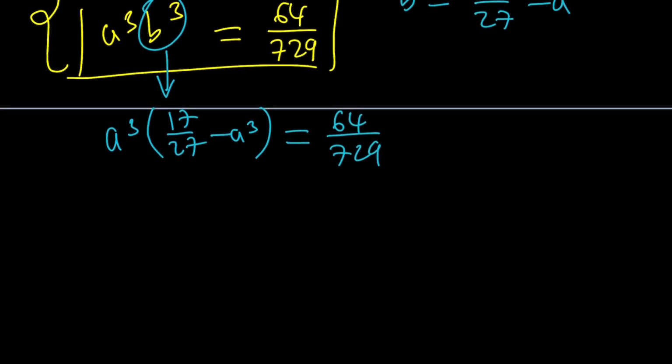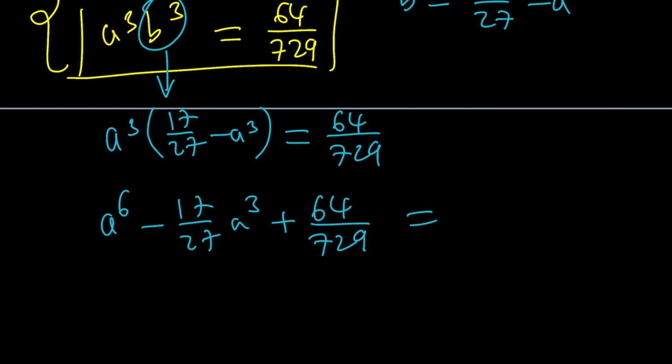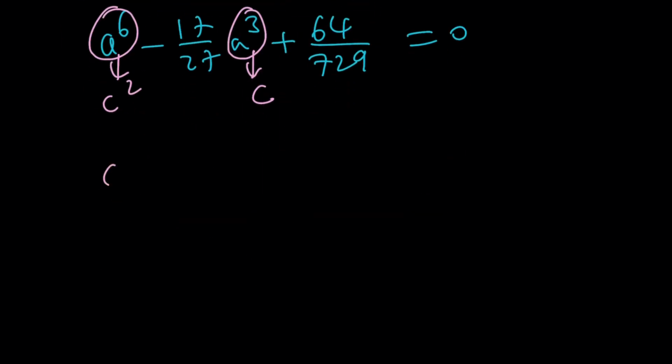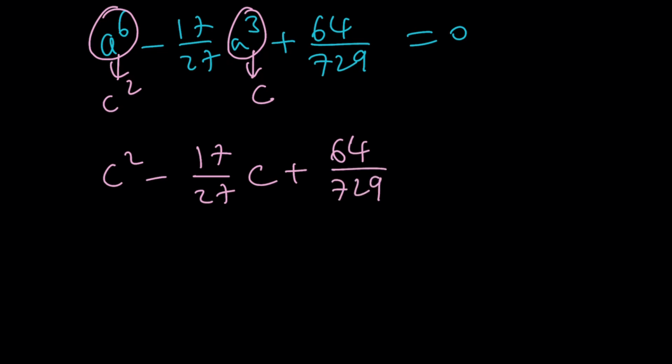Awesome. If you distribute and put everything on the same side, you're going to get the following equation, which looks hectic, whatever you want to call that, right? But it can actually be turned into a quadratic equation easily if you replace a cubed with something like c. If you do that, this is going to become c squared, and you're going to end up with a quadratic equation. And to solve this quadratic equation, all you need is the quadratic formula. Even though there's no hexic formula, a quadratic formula actually exists. So you can use it to solve.